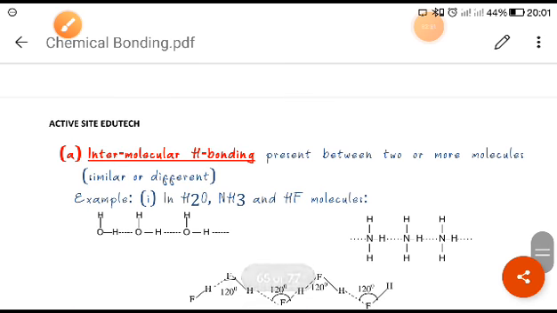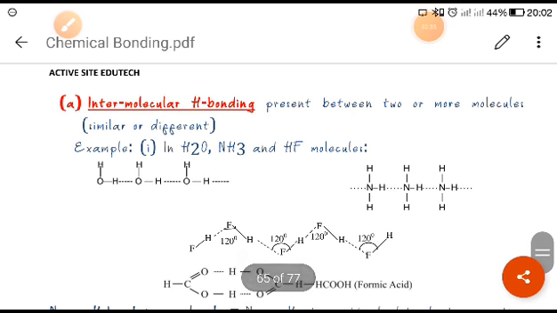So when we are talking about intermolecular hydrogen bonding, it takes place between several molecules of the same substance, or between several molecules of different substances, okay. In this type of hydrogen bonding, two or more molecules of the same or different substance get polymerized or associated, right.